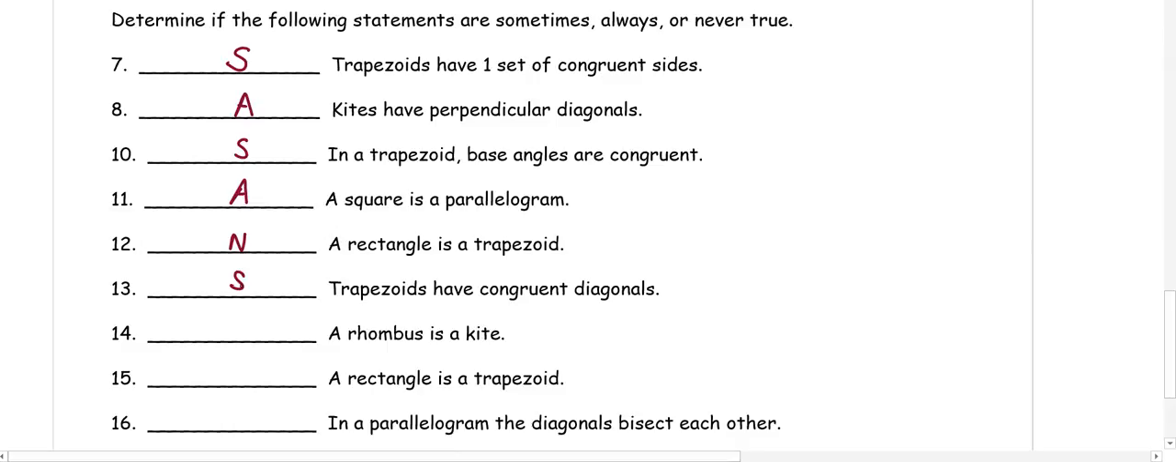A rhombus is a kite. This is never true. They don't have all the properties in common. A rectangle is a trapezoid. We already said again that that one was not true. And a parallelogram, the diagonals bisect each other. Remember, that's a property of parallelogram, so this is always true.